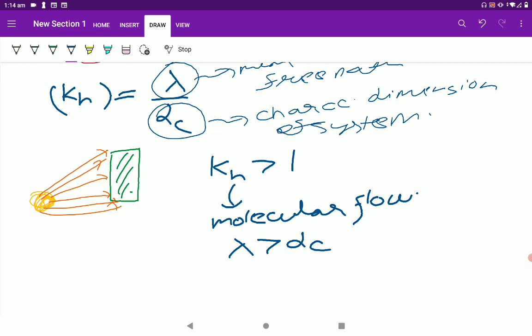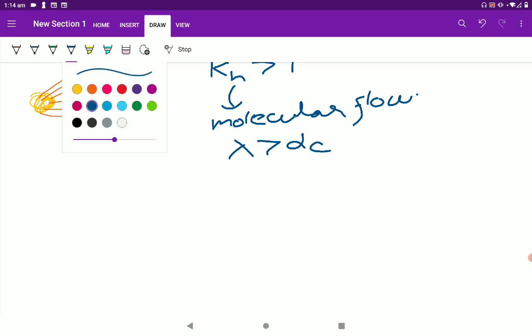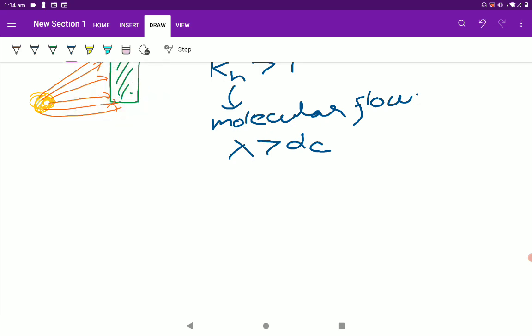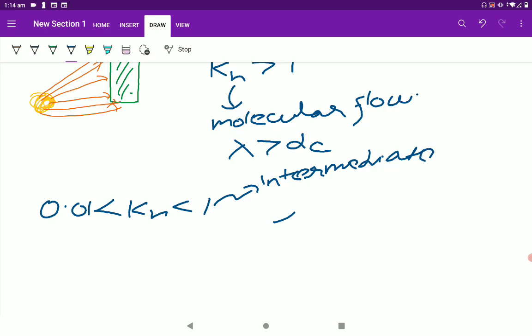In the intermediate flow, we have a low value of Knudsen number, which ranges from 0.01 and is less than 1. So this is the intermediate flow. We have some probabilities for collision between the molecules. When Knudsen number is less than 0.01, the flow regime is viscous, and we have very frequent collision between the molecules. So in this region, we have some sort of continuity which constitutes the fluid motion.